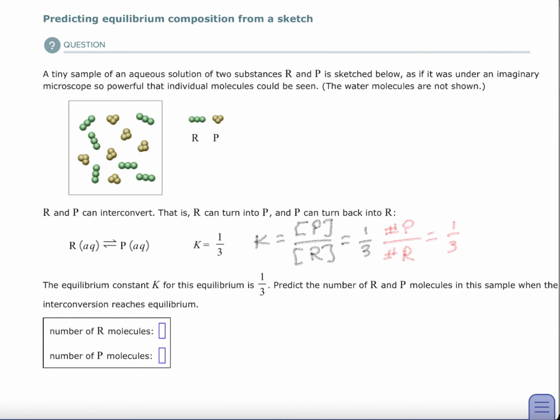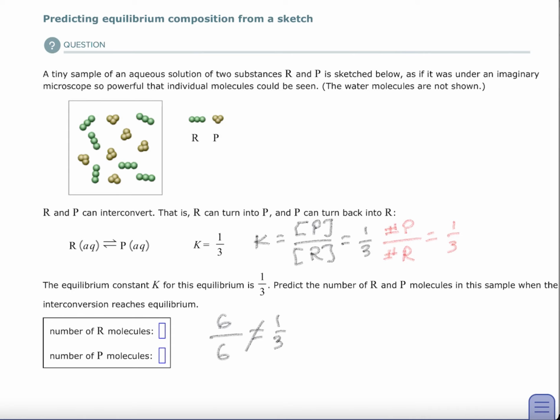Since I have that, I'm just going to see what I've got. In this picture I've got how many P's? 6 P's, and I have 6 R's, and I'm going to check to see if that equals 1/3, and it doesn't. That means it's going to shift. So in order to get 1/3, the 6 is going to have to go down, and the bottom one is going to have to go up, because it's the same number of molecules. They're going to interconvert.